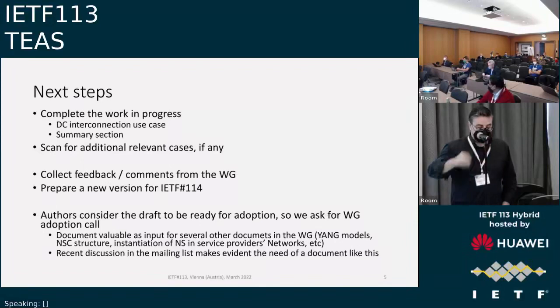So we, the authors, consider that the draft is ready to be adopted. So we would like to ask for working group adoption. We think that this is a valuable document for having a clear view on the needs that could be required to be supported by the IETF network slice controller. And also we think that the recent discussion in the mailing list makes this evident, the need of having some document collecting the use cases and the needs that could be expected to feed, let's say, the IETF network slice controller for instantiating the slice services.